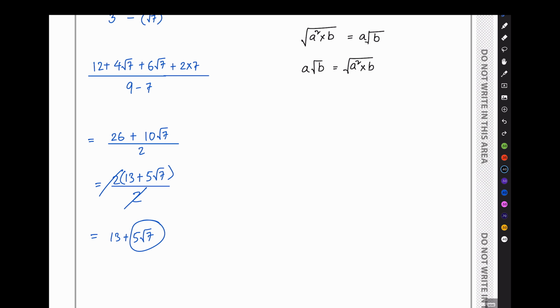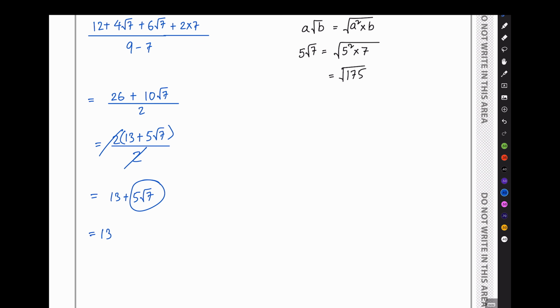So I have 5 square root of 7, so this becomes 5 squared times 7. Then 5 squared is 25, and 25 times 7 is 175. So this is the square root of 175. That's the final answer. A equals 13, B equals 175.